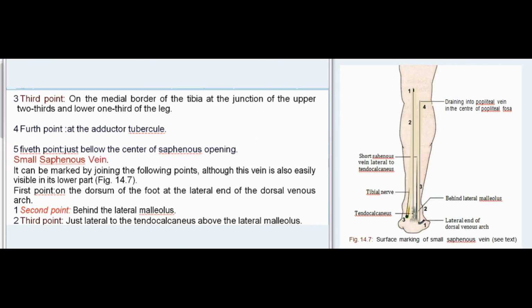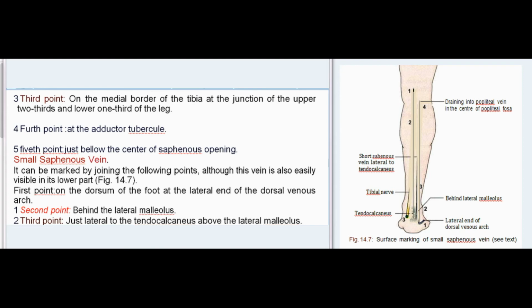Third point, on the medial border of the tibia at the junction of the upper 2/3 and lower 1/3 of the leg. Fourth point, at the adductor tubercle. Fifth point, just below the center of the saphenous opening. Small saphenous vein. It can be marked by joining the following points, although this vein is also easily visible in its lower part, Fig 14.7.